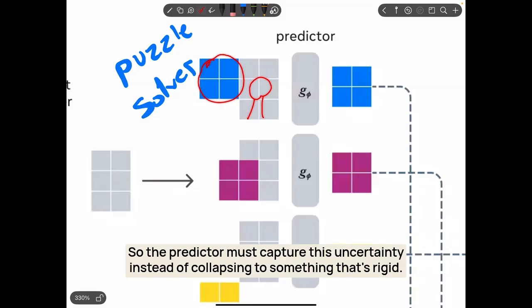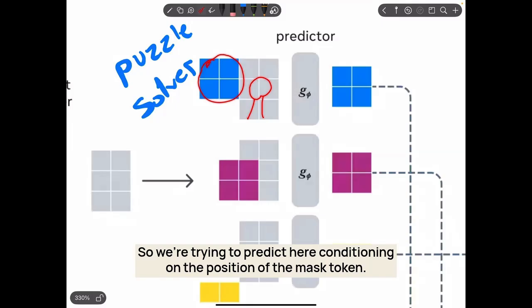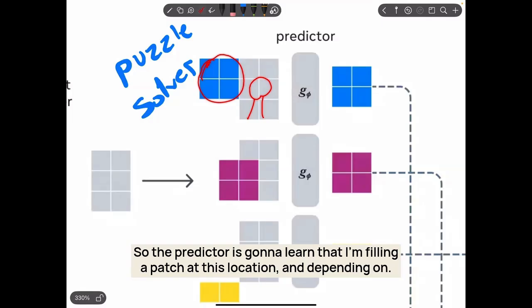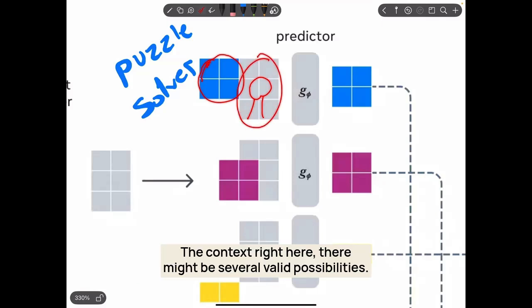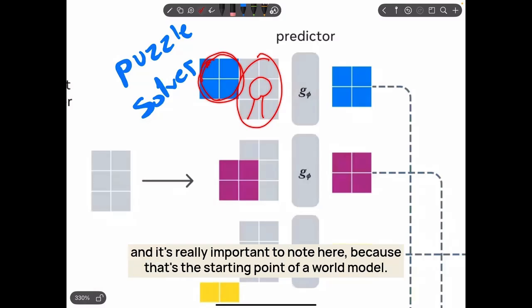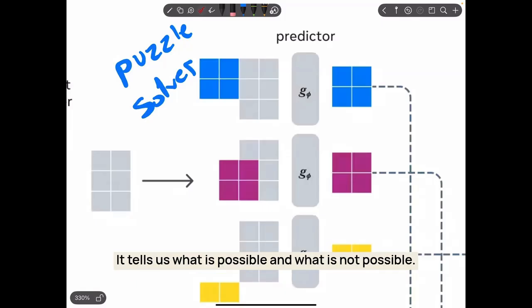So the predictor must capture this uncertainty instead of collapsing to something that's rigid. We're trying to predict here conditioning on the position of the mask token. So the predictor is going to learn that I'm filling a patch at this location, and depending on the context right here, there might be several valid possibilities. And it's really important to note here because that's the starting point of a world model. It tells us what is possible and what is not possible.